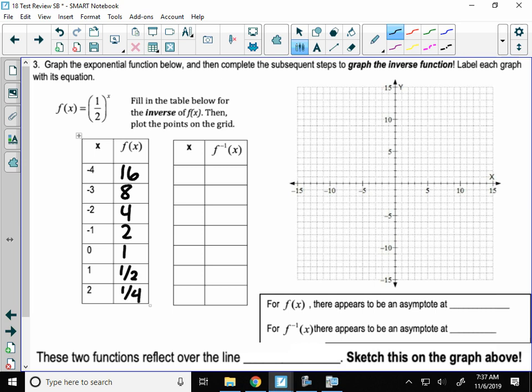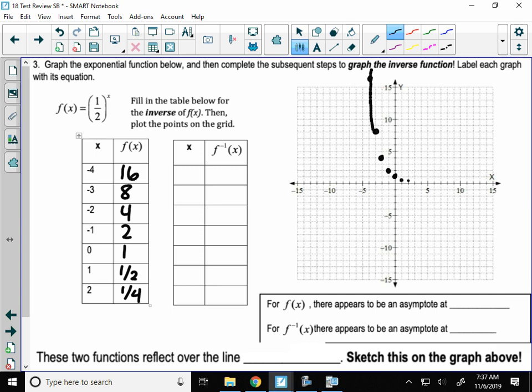Okay, and then I'm going to plot those points. I'm going to use black for all this. So -4, 16, I'll estimate there. -3, 8. -2, 4, -1, 2, 0, 1, 1, 1/2. There we go.